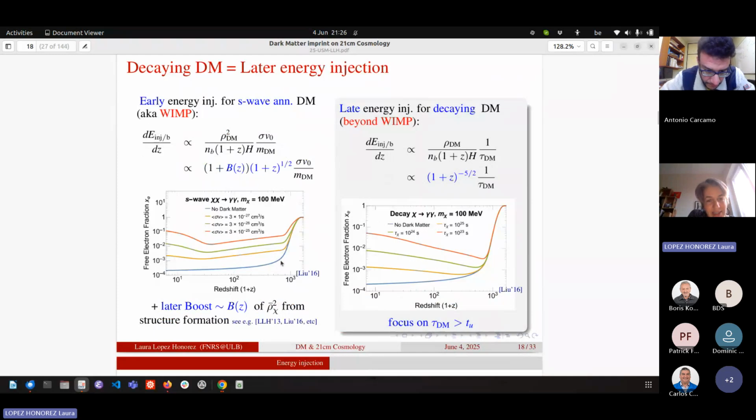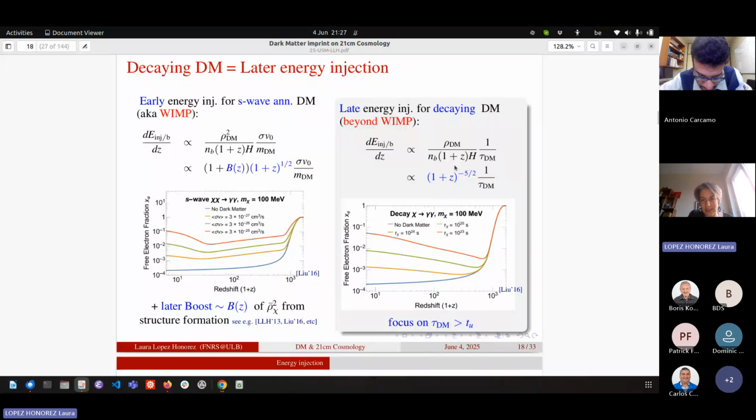So what you see is that, let's consider 3 times 10 to the minus 26 centimeter cube per second for 100 MeV dark matter annihilating to a pair of photons. You see that your ionized fraction is going to jump because of energy injection that is going to give rise to extra ionization of my medium. I jump from 10 to the minus 4 to 10 to the minus 2. Then let's take my lifetime, which would be 10 to the 25 seconds, for example, which is already larger than 10 to the 24. I go from 10 to the minus 4 to 10 to the minus 2. But here the effect is much stronger.